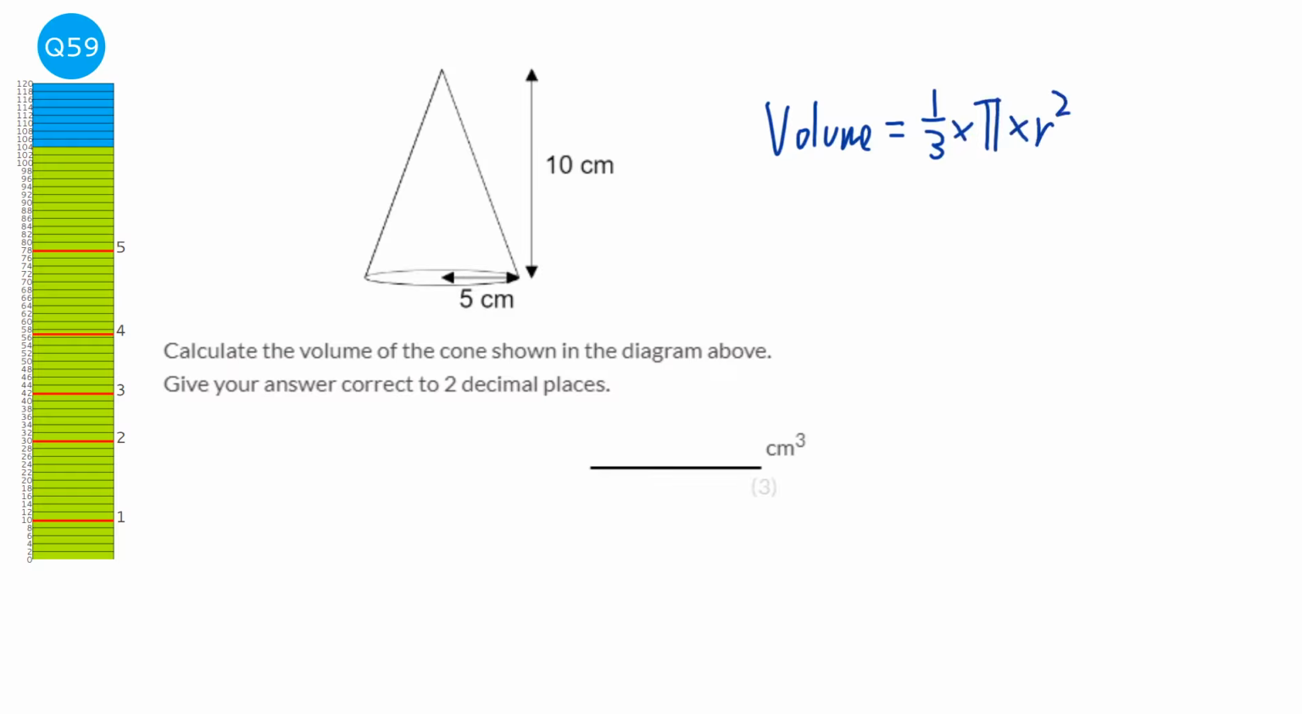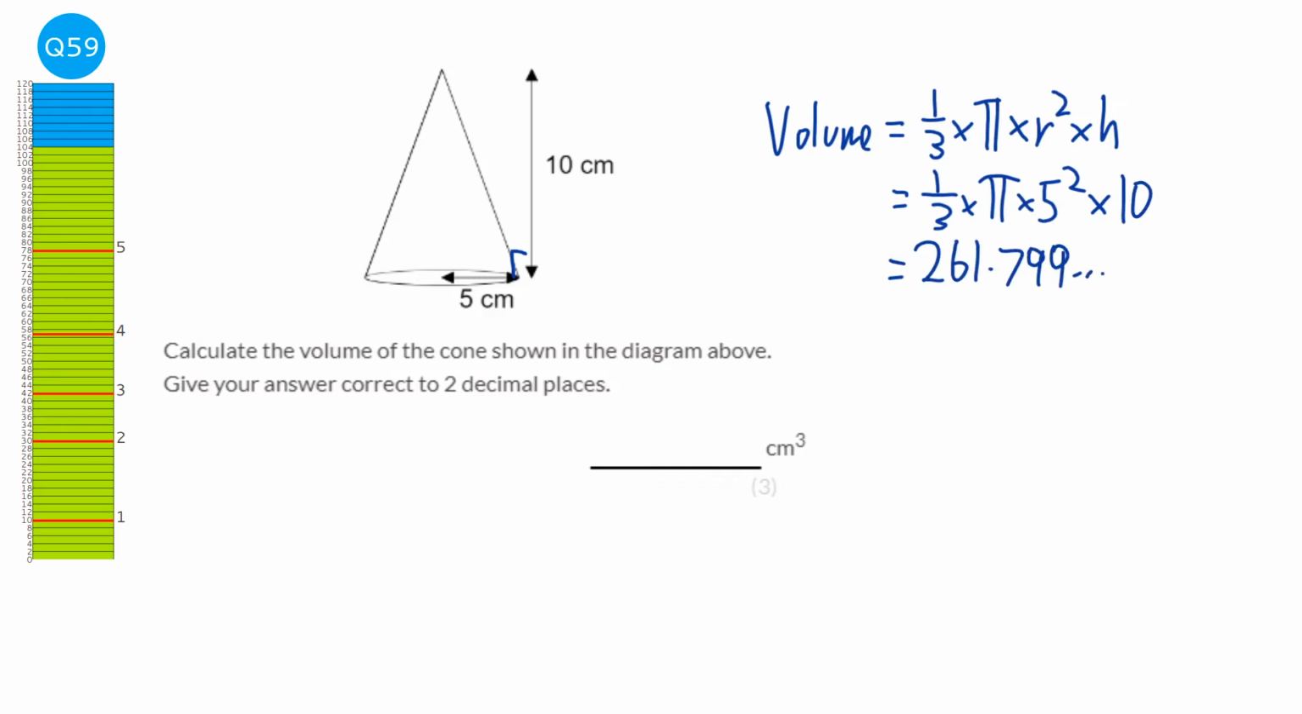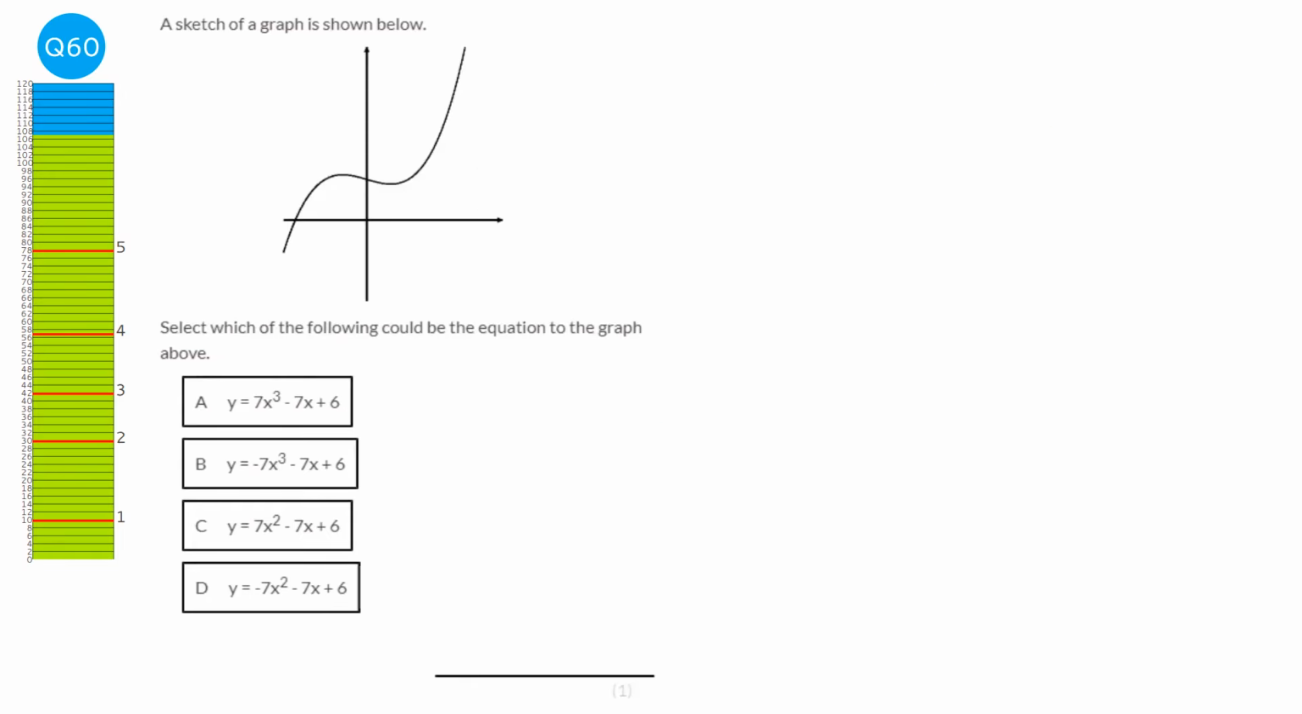To find the volume of a cone, we use a simple formula, which is 1/3 times pi times r squared times h. The r is the radius, so that's the 5 squared, times h, which is the perpendicular height, the one at right angles, so that is 10. When you work that out on a calculator, you get 261.799 and so on. And when we round that to two decimal places, we get 261.80.